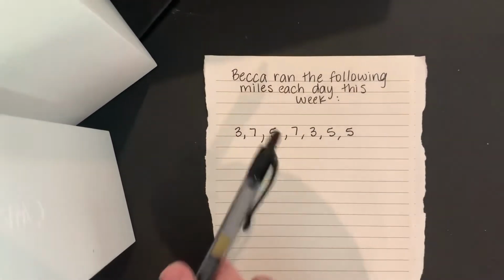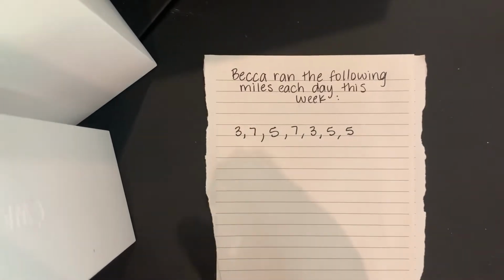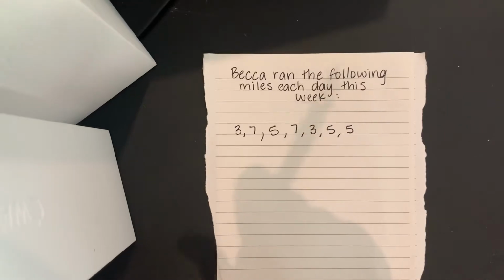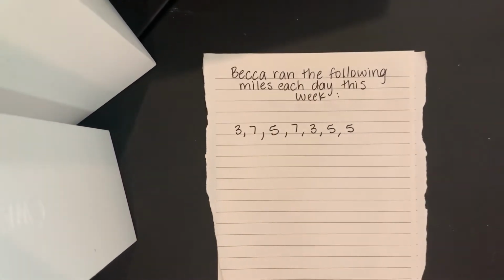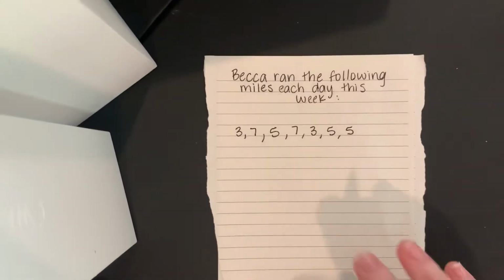It says, Becca ran the following miles each day this week. 3, 7, 5, 7, 3, 5, and 5. So Becca is running a lot more than Miss Evans. Miss Evans has done a lot of Netflix watching and chasing toddlers around.